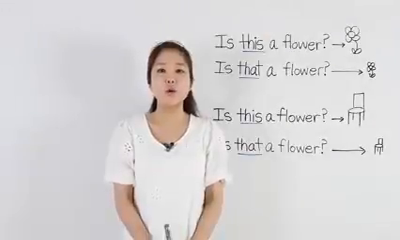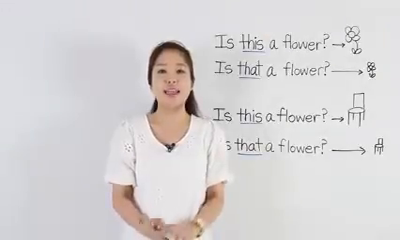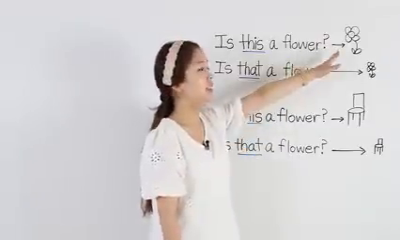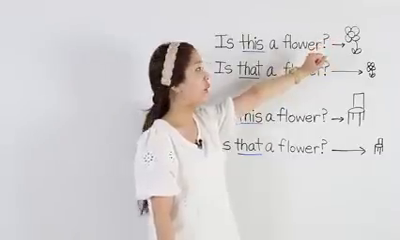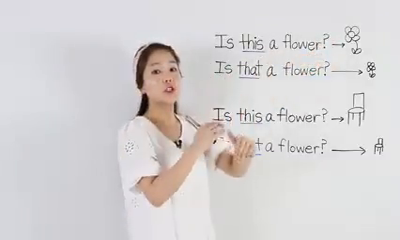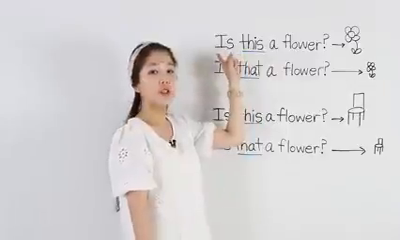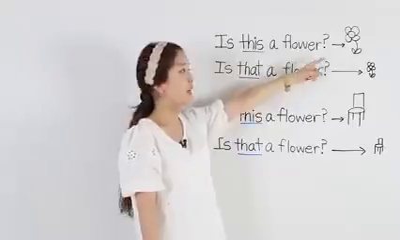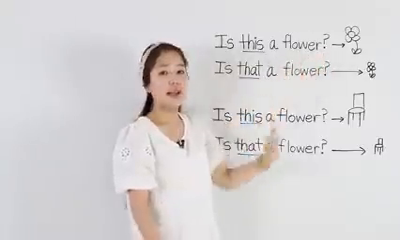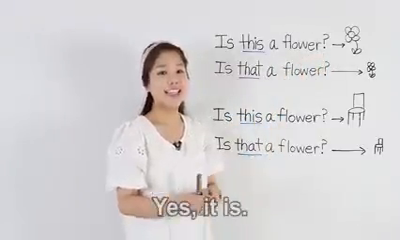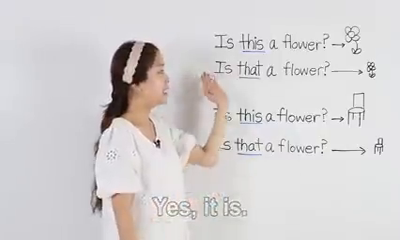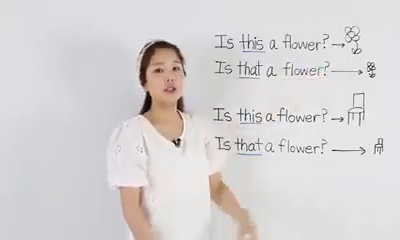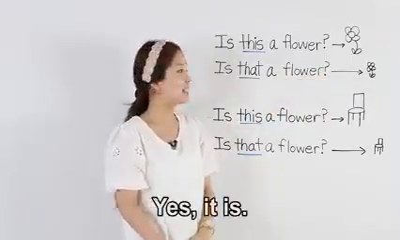Okay, now we're going to learn how to use this and that in a question. We know this is a flower. When we make a question, we have to switch. We put the be verb first. So it becomes, is this a flower? It's close by. So the answer is yes, it is. Is that a flower? It's far away. The answer is yes, it is.